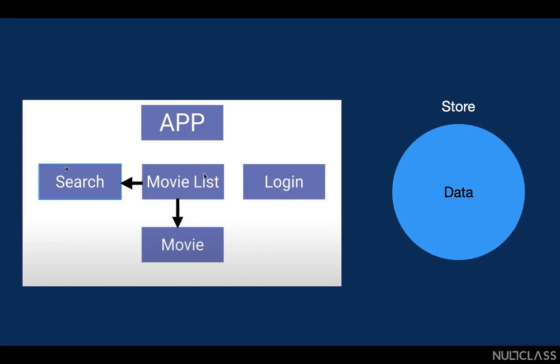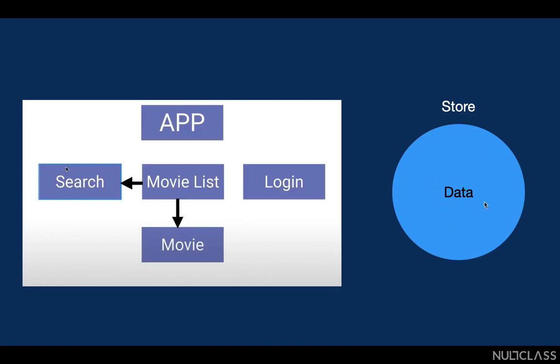So if we store this in a separate area, we can access this data anywhere in our app. We can use it in movie, or in search as a subcomponent or child component, we can use it there also. Or if it has a grandchild component, it can also use our data. Any component in the application can use this data if it is stored in the store.